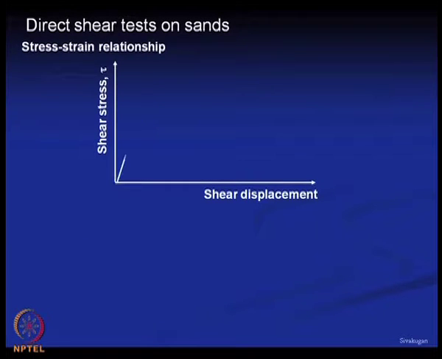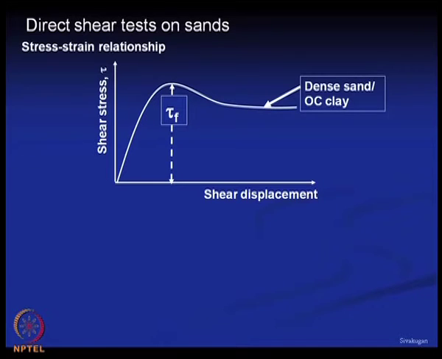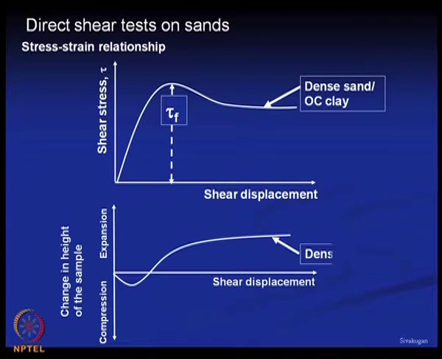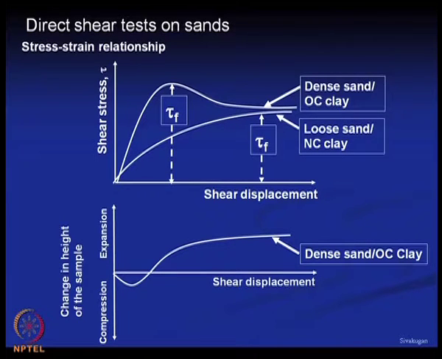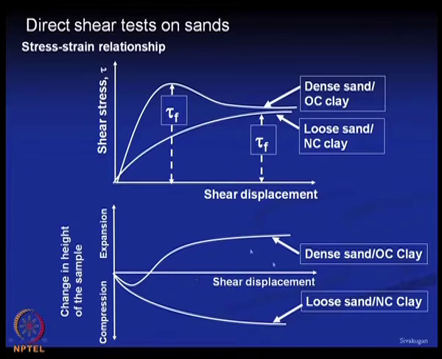We will get a similar curve for the direct shear test also. This is for the dense sand and this is for the loose sand, and similarly volume versus shear strain. This is shear displacement and shear stress, while the previous curve was axial strain and deviatoric stress, but we get a similar nature of curve.